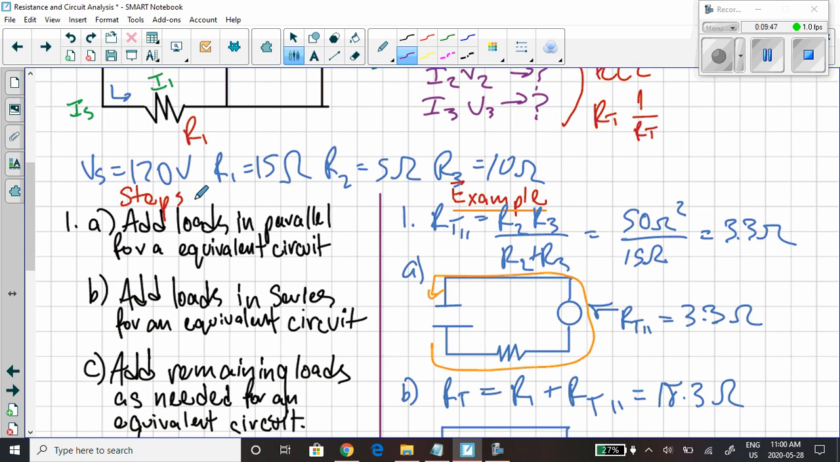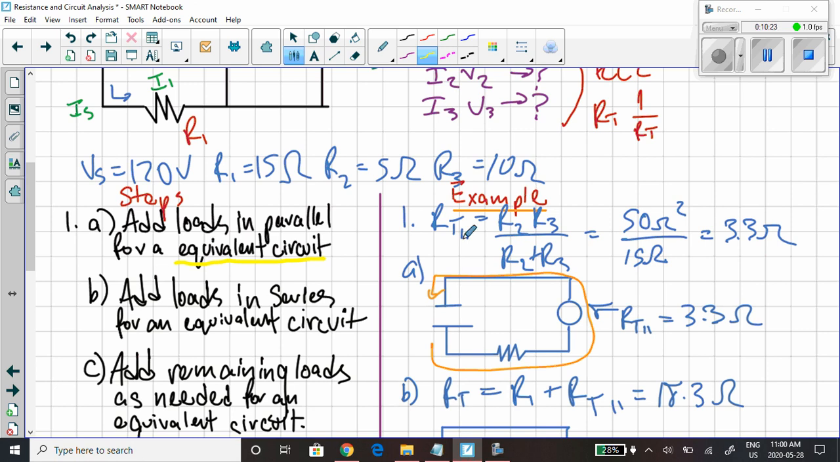And I'm going to use this method to show you. On the left side of the purple line, I'm going to show you steps that you can use in any circuit analysis question you're ever given. On the right of the purple line, I'm going to show you how I'm applying that step to this particular circuit. So here we go, steps. Step 1A, add loads in parallel to find an equivalent circuit. Now hold on, you haven't seen this word before, equivalent circuit. I'm going to show you that in a moment, so don't you fret.